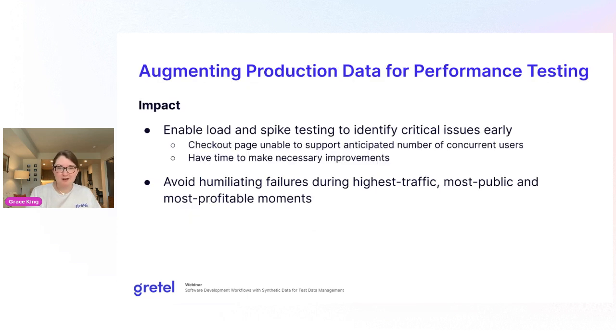Why does this matter? How does it benefit this ticket vendor? So having a database that's 50 times the size of their prod data that also maintains the statistical quality of that data enabled the vendor to conduct load testing that identified a critical issue. They realized that their checkout page was unable to support the anticipated number of concurrent users that they were going to see. They also enabled spike testing to ensure that the platform could handle sudden and high ramp-ups of users. And they discovered it couldn't.